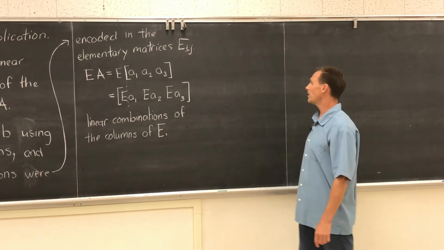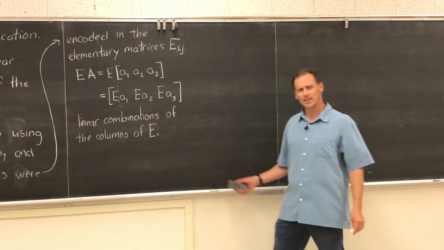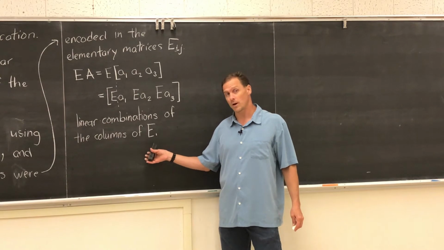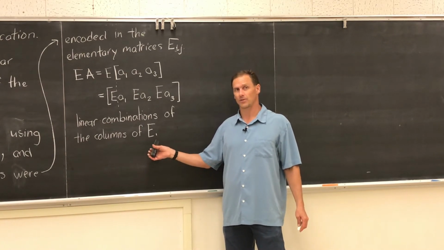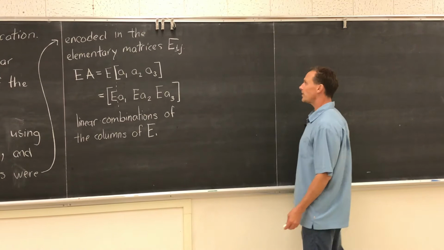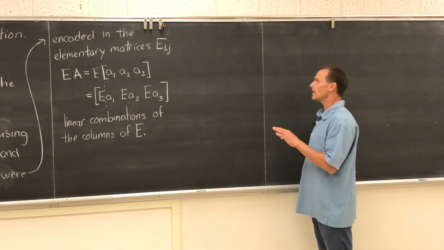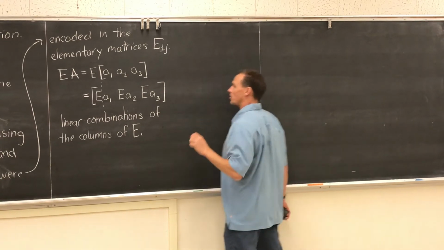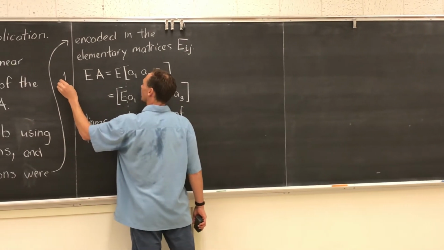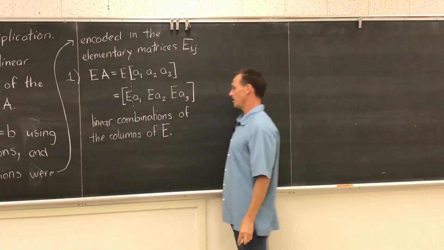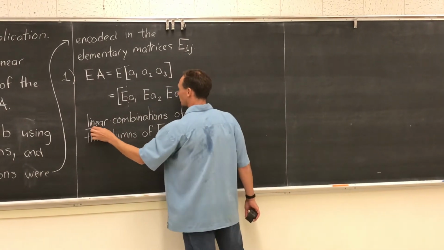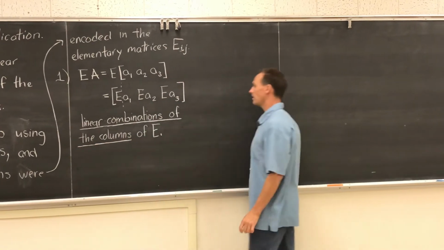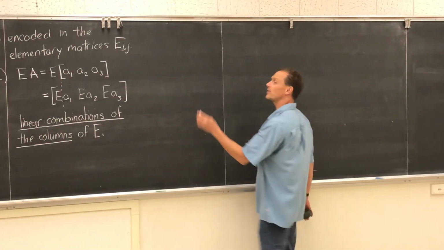Second approach. The second approach was, what is E? E represents row operations. So let's actually try a kind of semi-specific example. So this is our first method: linear combinations of columns. Okay. Now, let's think of it the second way.